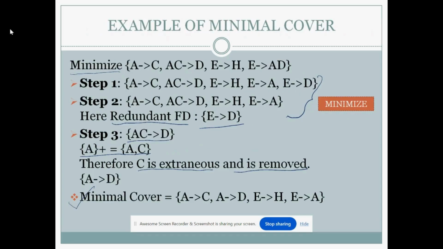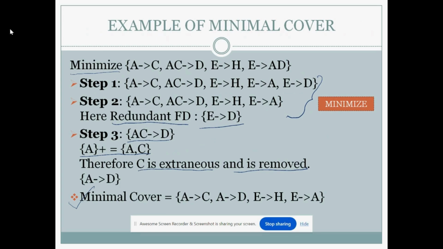Now coming to the example of minimal cover. This is one question given, we have to minimize that. The question is given, that is A implies C, AC implies D, E implies H, E implies AD. First we are going to split all the right hand attributes of all functional dependencies. So the step 1 becomes A implies C, AC implies D, E implies H, E implies A, E implies D.